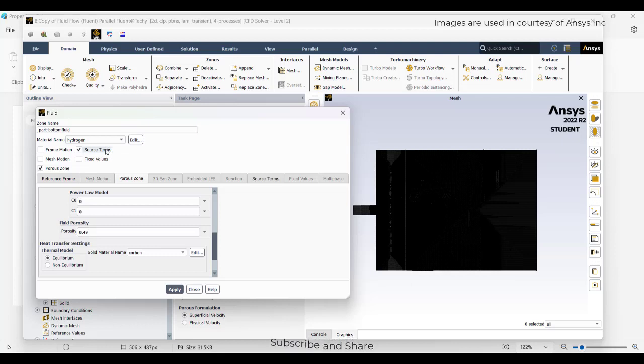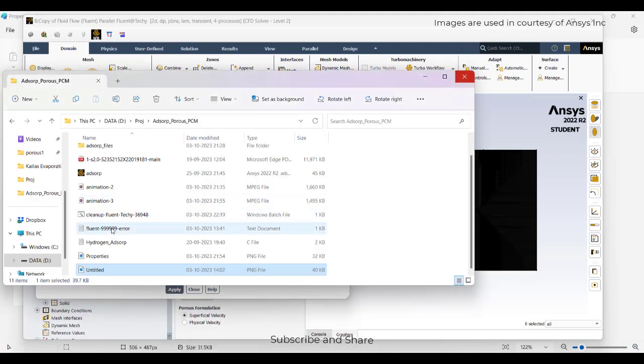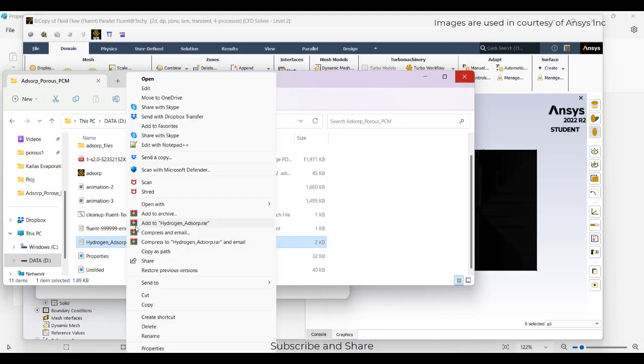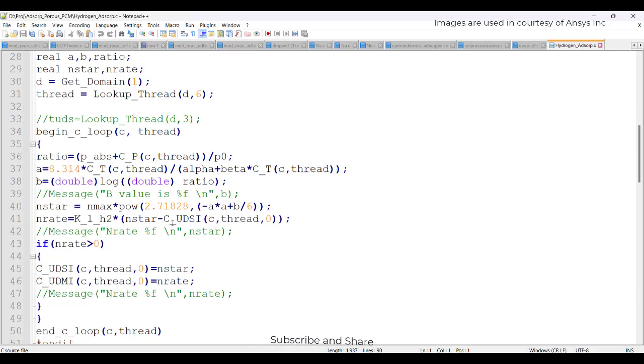And there is a source term for the hydrogen that we are taking here, because the mass will be adsorbed onto the reactant or the reacted carbon. So I'll just show you the UDF we are using for this. In this UDF we calculate the rate at which the hydrogen starts adsorbing, which is dependent on the N star and the initial or entry level hydrogen present on the carbon. That is given by a user defined scalar.